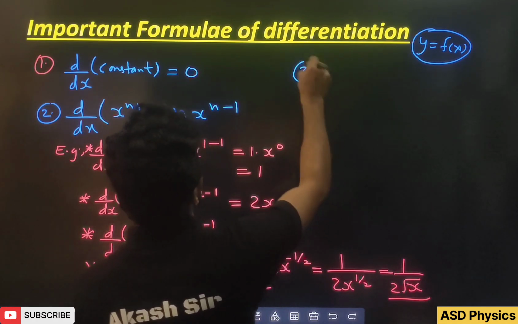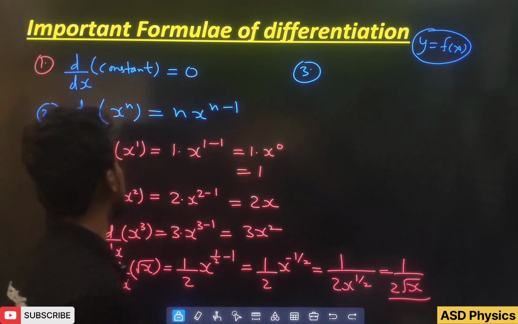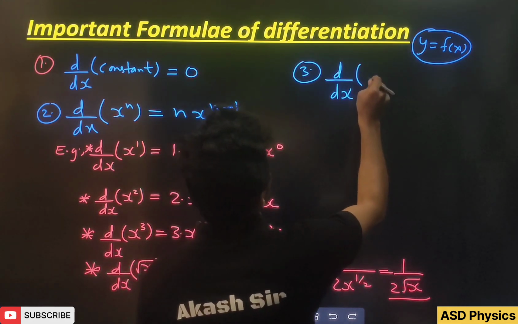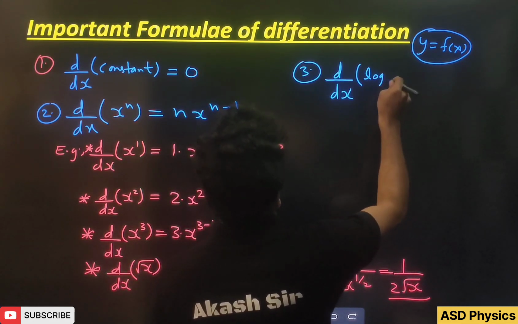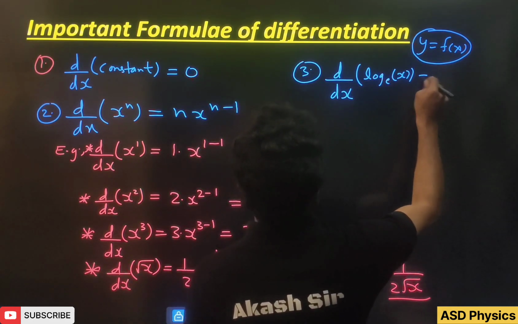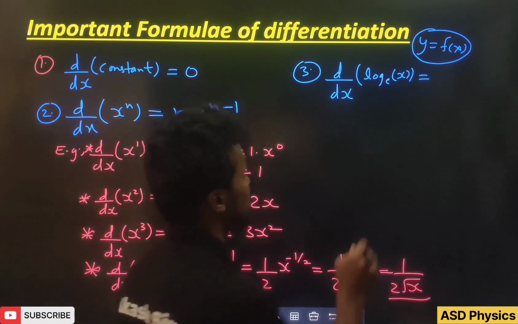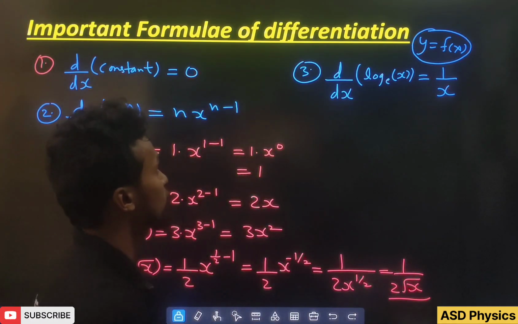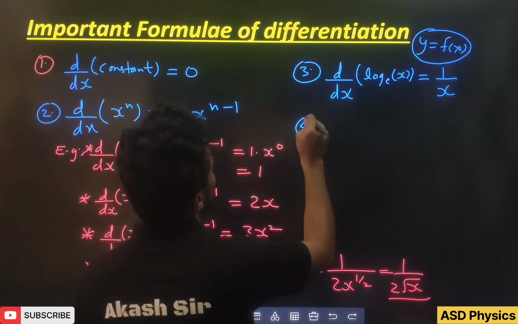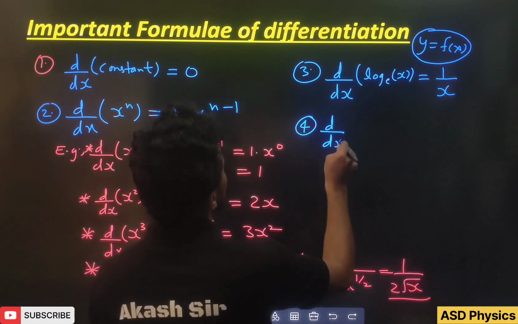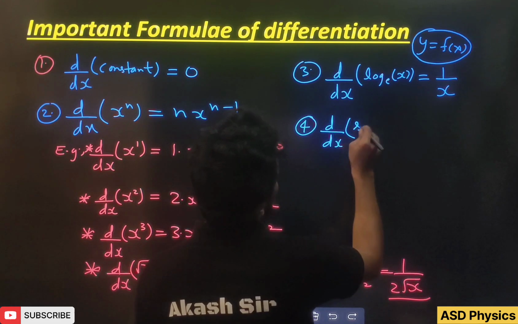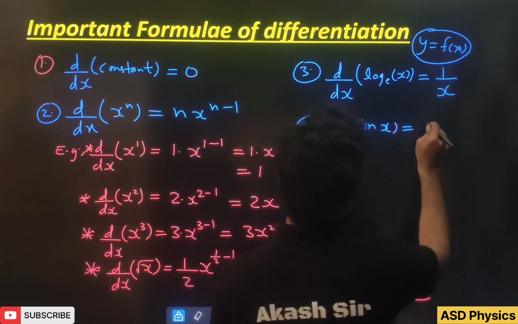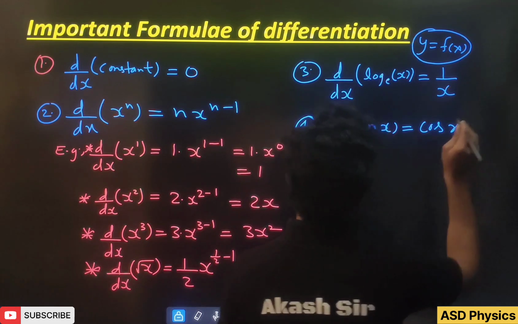See here, the third one. If in case I am writing here d by dx of log x base e. In this situation, it will become 1 by x. Okay. Similarly, the fourth one, let's take for example d by dx of sin x. So d by dx of sin x will become what here? Cos x.